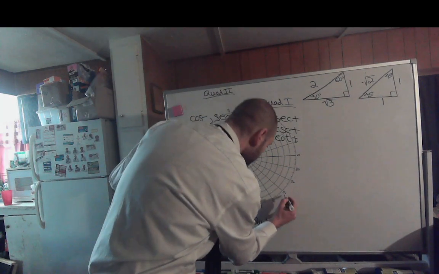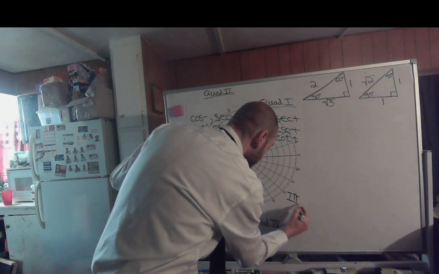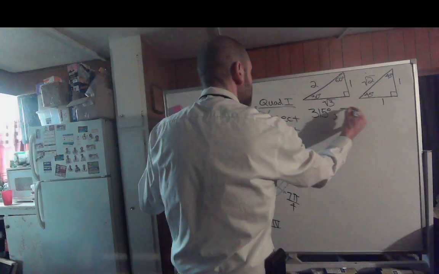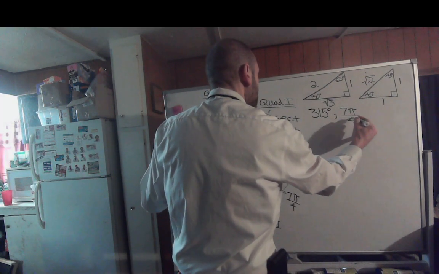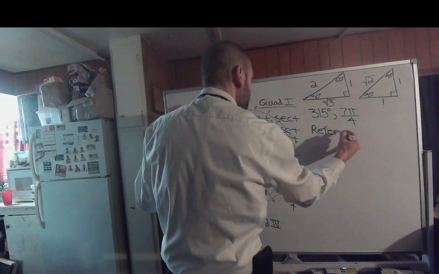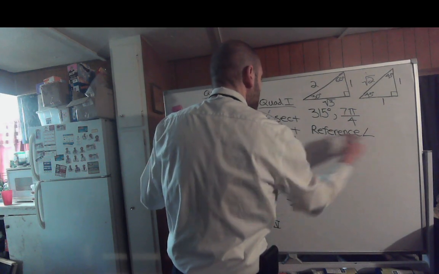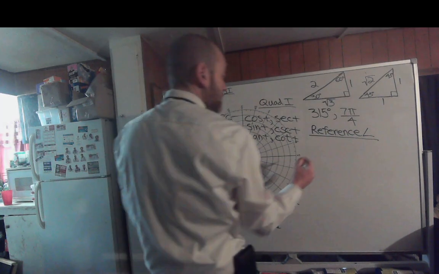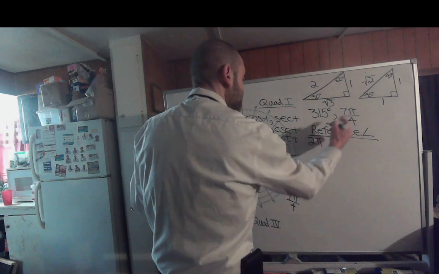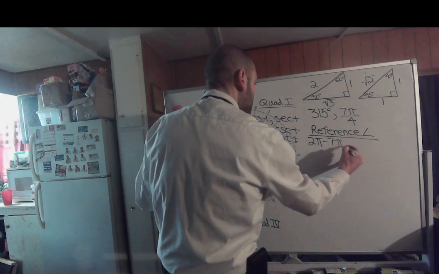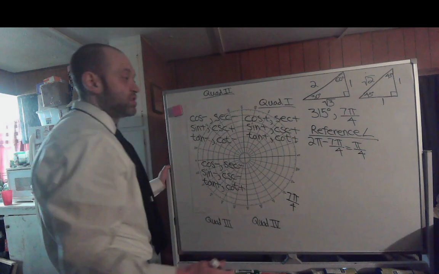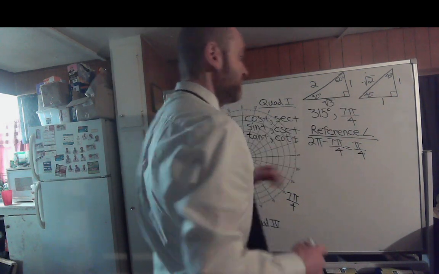Let's do 315 degrees, which is 7 pi over 4. So we're going to find the reference angle first. Alright, so the reference angle in the fourth quadrant, you'll take 2 pi and subtract that 7 pi over 4, which would end up giving you pi over 4 as your reference angle. So this is going to be treated like pi over 4 or a 45-degree angle.